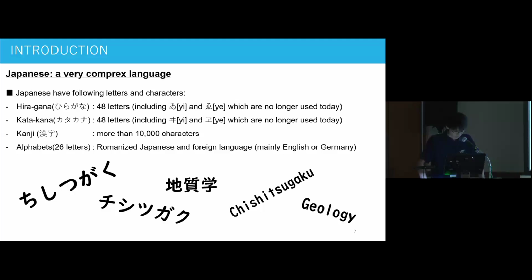But such historical specimens have Japanese labels, mostly in cursive script. Japanese is one of the most difficult languages in the world, having many letters and logographs. For example, hiragana and katakana have 48 letters, and there are also more than 10,000 characters in the Chinese characters, kanji. And also, alphabets were used to write the specimen's description. Further, the alphabet was used to express Romanized Japanese and also foreign languages such as English and German. For example, maybe you can see these words are completely different, but actually all of them refer to geology.